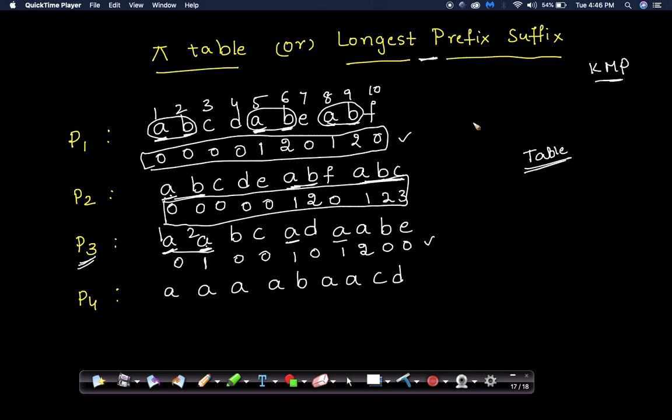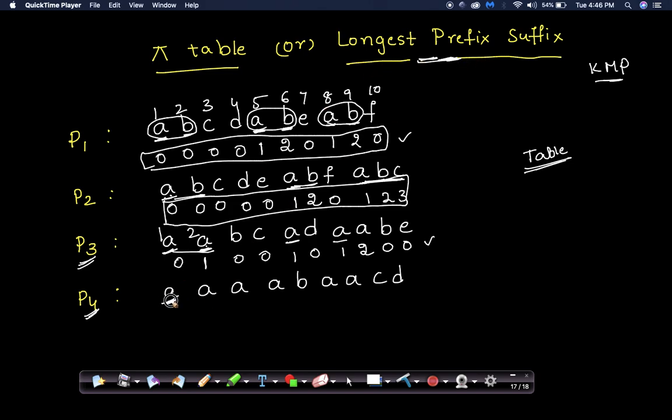Okay, this is the main logic and the most important thing for the KMP algorithm: constructing a longest prefix suffix table. Let's take one more example. After that, we'll go back to the actual algorithm proposed by KMP. How can we find that pattern? And what about this one? How can we construct this table?